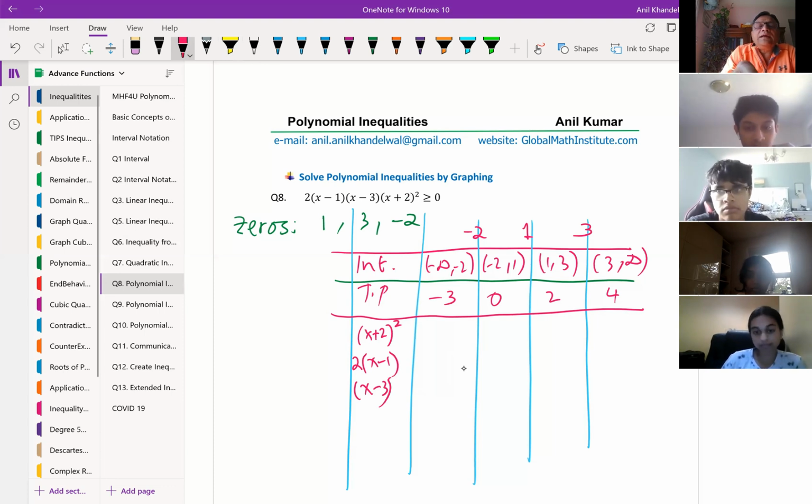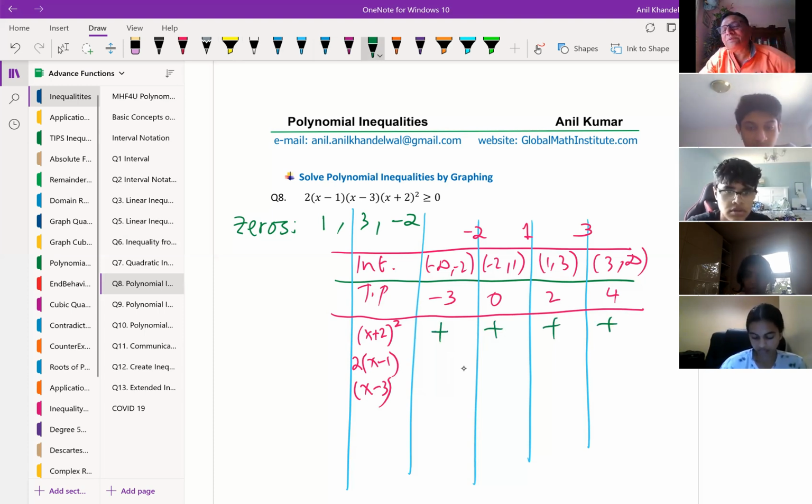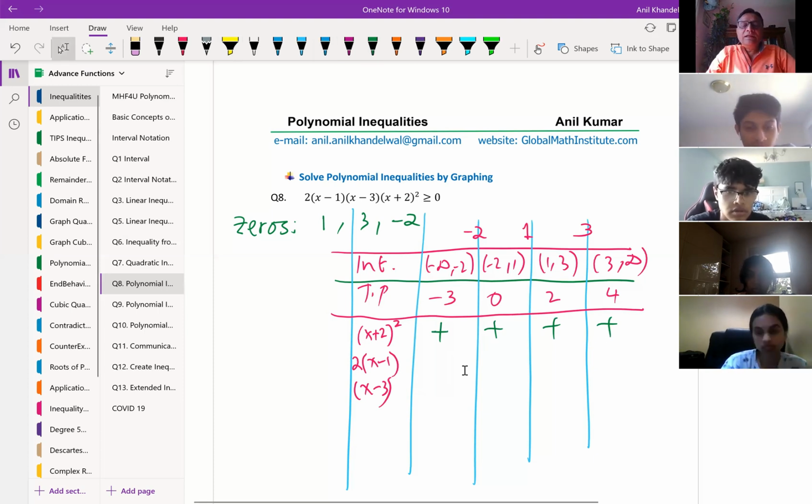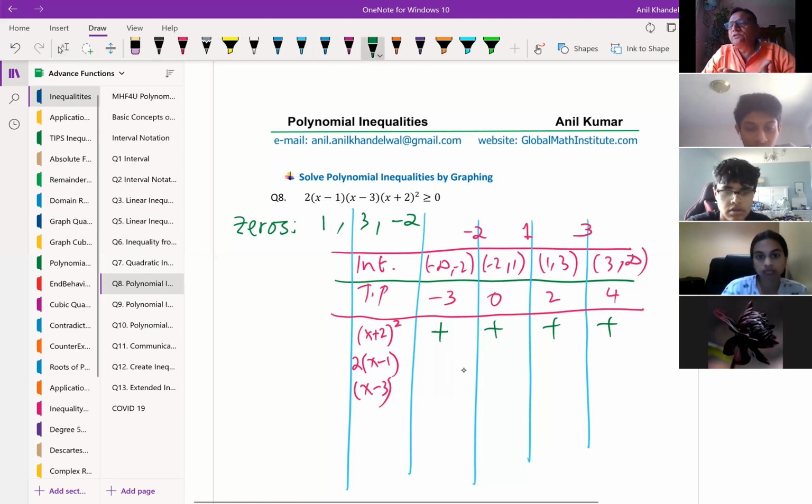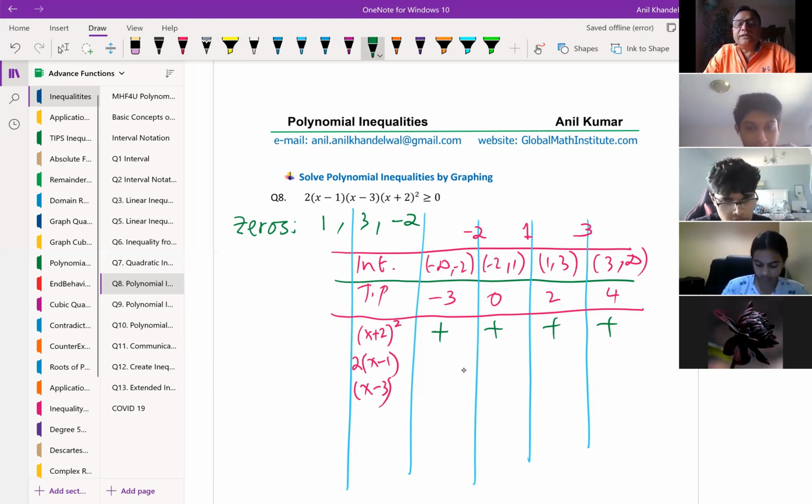Now, if I test the sign, positive for square, correct? This is always positive, because x plus 2 whole square is going to be positive, whatever the result, right? Now, 2 times x minus 1, 2 is a constant. It is always positive. We are looking for x minus 1. If I substitute -3, I get negative. 0, I get negative. If I plug in 2, I get positive, and positive. For x minus 3, -3 gives me negative, negative, negative, and positive.